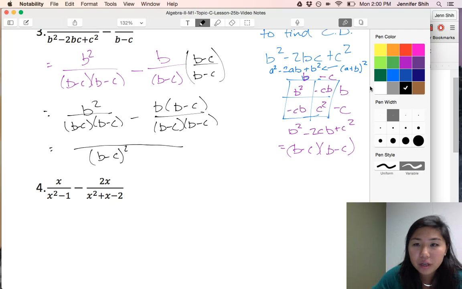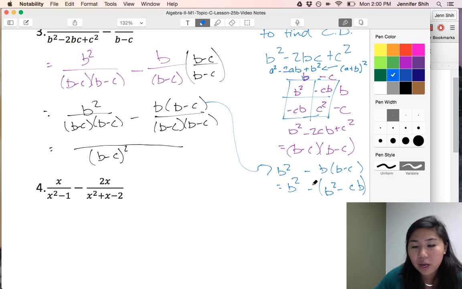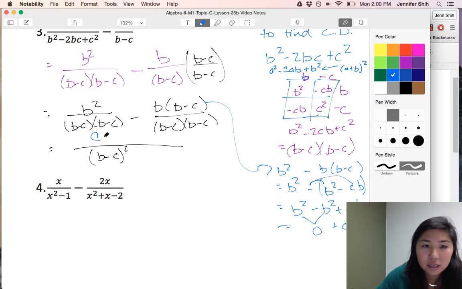Okay, so the numerator, I'm going to take the numerator to my scratch work side. B squared minus b over b minus c. Okay, b squared minus, I'm going to keep the parentheses here, b squared minus cb. Okay, I have this parentheses. Now I have to distribute this negative sign. I have b squared minus b squared plus cb. So this goes to 0. And now I have my numerator, cb.